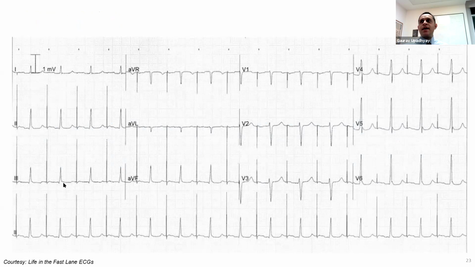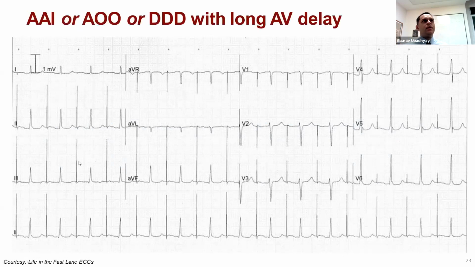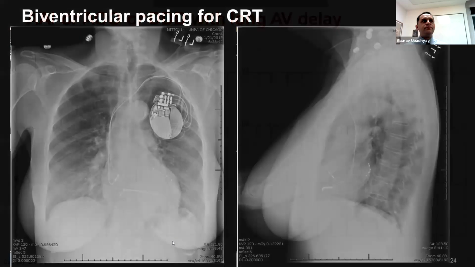Good. So it's an example of atrial pacing. This might be AAI, it could be AOO, or it could be DDD, A-paced V-sense, simply with a long AV delay. You can't tell from just the ECG alone.